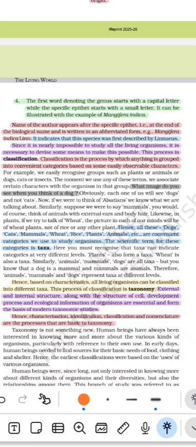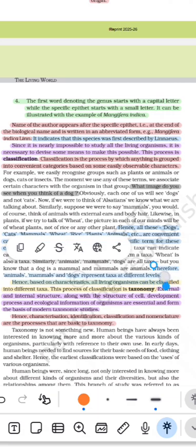Here you must recognize that taxa can indicate categories at different levels. Plants also form a taxa. Wheat is also a taxa. Similarly, animals, mammals, dog, all of these are taxa. But you know that a dog is a mammal and mammals are animals. Therefore, animals, mammals, and dog represent different levels. This is an important line. This is the indicator of taxonomy. So please, this line should be underlined.